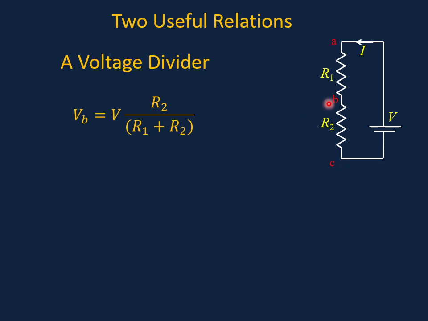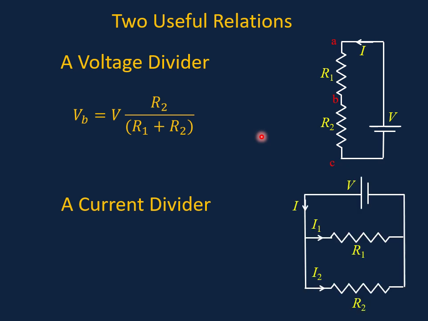If this resistance R2 is very large compared to R1, then most of the voltage drop will occur across R2. So if R2 is very, very large, I can neglect R1, and the voltage at B is simply the total voltage V. On the contrary, if R2 is 0, then of course the voltage at B is the same as the negative terminal voltage, which we take as 0. So when R2 is 0, the voltage at B is 0. So that works out.